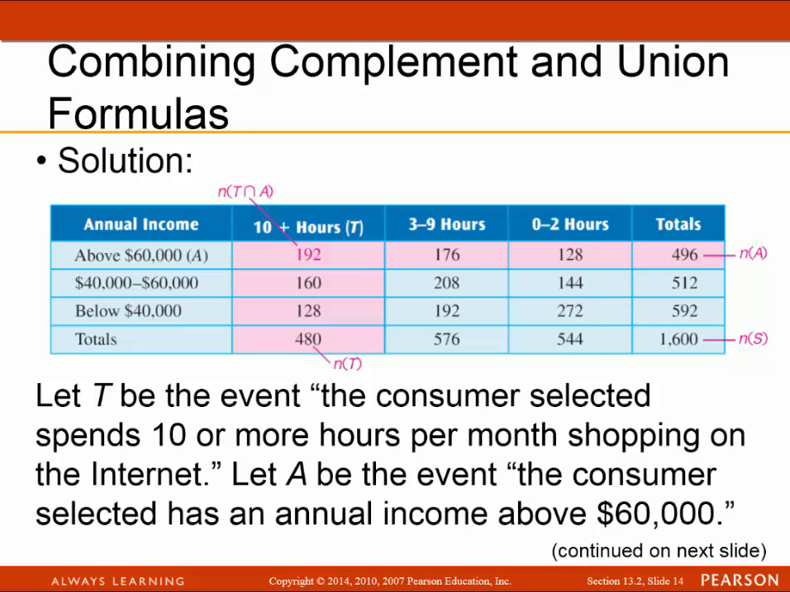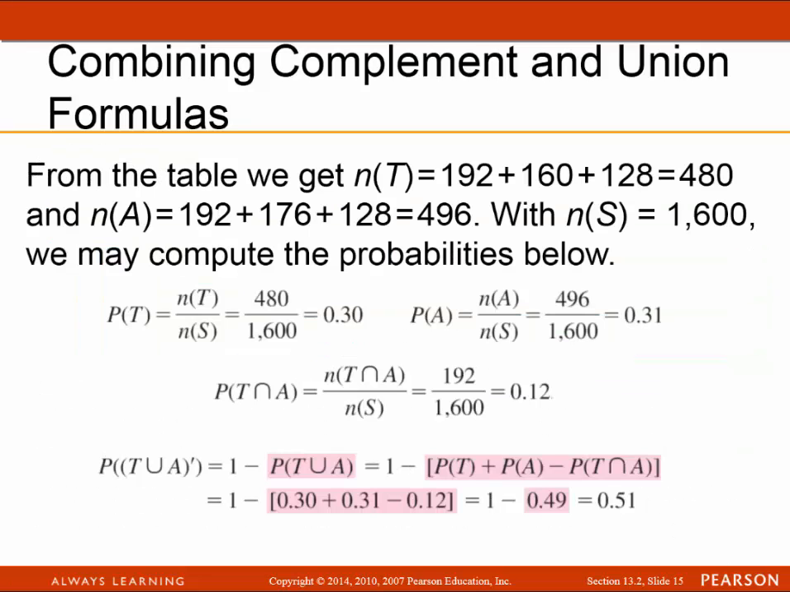So let T be the event the consumer selected spends 10 or more hours per month shopping on the internet. And then let A be the event the consumer selected has an annual income above 60,000. You can see that on the table. Now, from the table, we get that N of T is 192 plus 160 plus 128, which is 480. N of A is 496. N of S is 1600. So now we may compute the probabilities below.